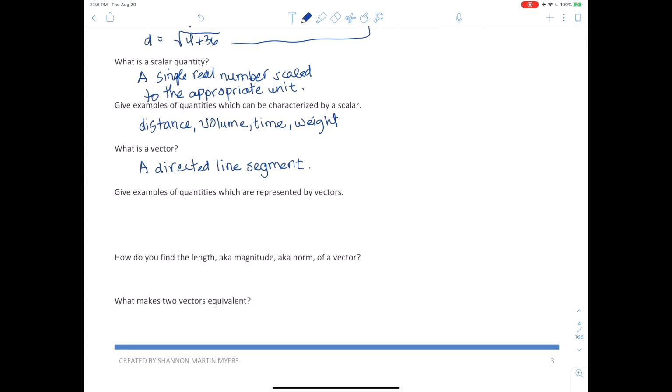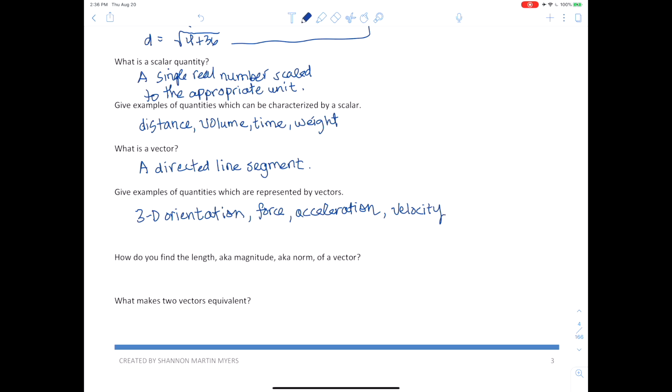Okay, so give examples of quantities which are represented by vectors. Well, 3D orientations, right? What about when you're flying a plane, right? When you're flying a plane, you would use that. Let's see, force. Acceleration. Velocity, and many more.